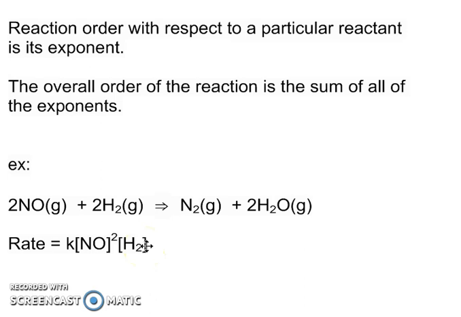So if you'll notice, sometimes it matches the stoichiometry, and sometimes it doesn't. In this case, I had a 2 coefficient in my reaction, and I ended up with a 2 as my exponent. But that didn't happen with the H2. And again, rate laws are determined experimentally. Unless we give you some specific information, we can't just look at the chemical reaction and write it down. So you've got to go with what the experiment gives you.